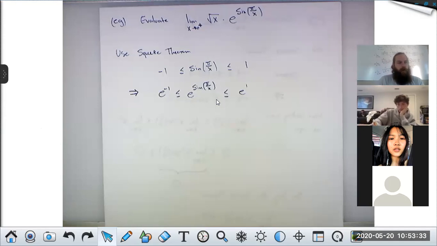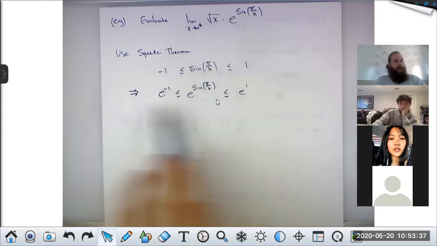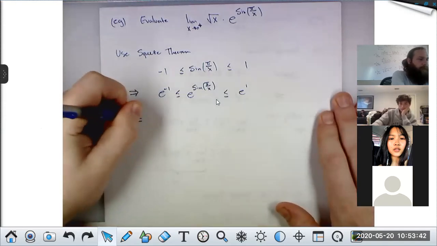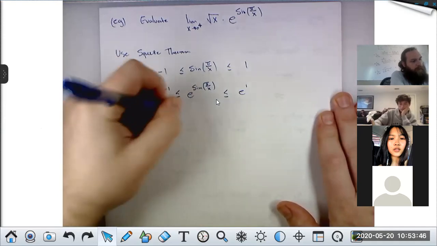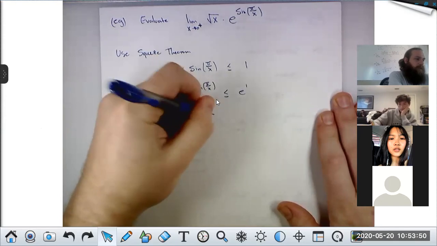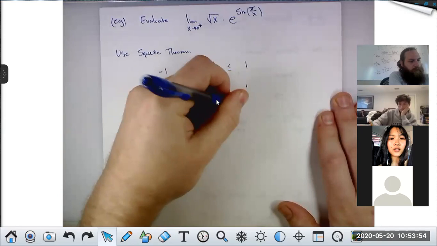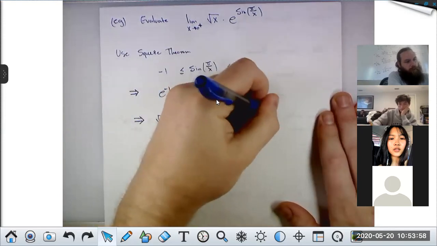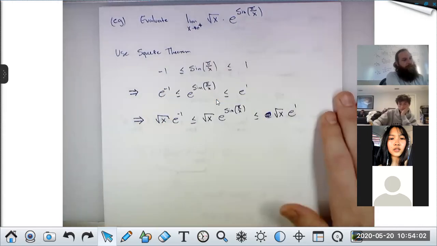Now the only thing I need to do in order to build my inequality with this function in the middle is to multiply through by the square root of x. So one more step of inequality building. Square root x times e to the 1.